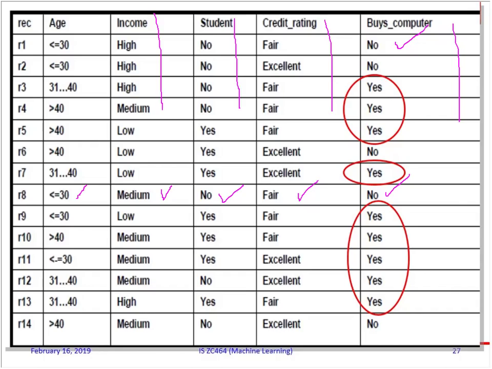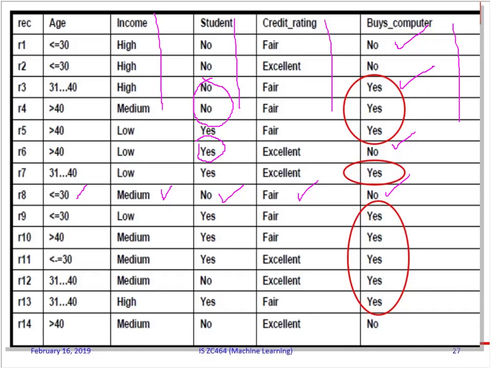But of course, even with such a small data, it is sometimes difficult for us to compute the usability of an attribute. Student status sometimes may not be the direct catch, because there are two people who were not students, still they bought the computer, right? There is one person who is a student, still did not buy the computer. So the chances are less.